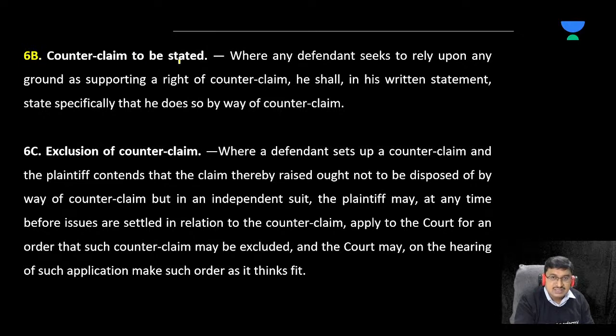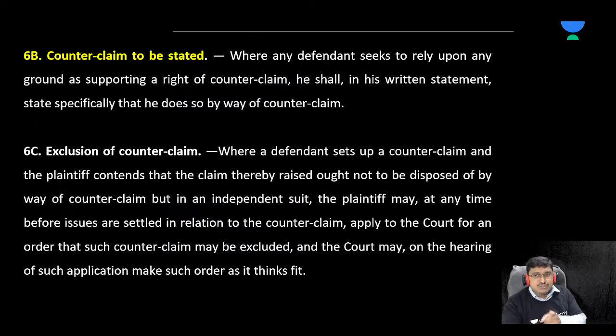Rule 6B of Order 8. Where any defendant seeks to rely upon any ground as supporting a right of counterclaim, he shall, in his written statement, state specifically that he does so by way of counterclaim. This is a mode, friends. If he wants to file a counterclaim by way of written statement, he can also set up the counterclaim by way of a written statement, not with a separate name of counterclaim. It is stated under Rule 6B of Order 8, friends. Exclusion of counterclaim.